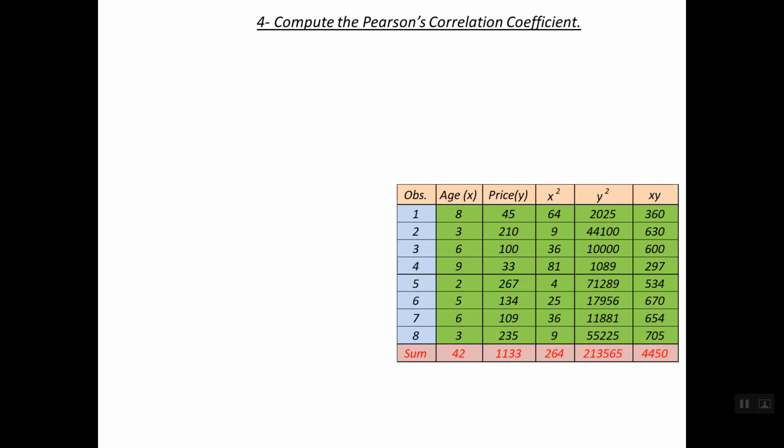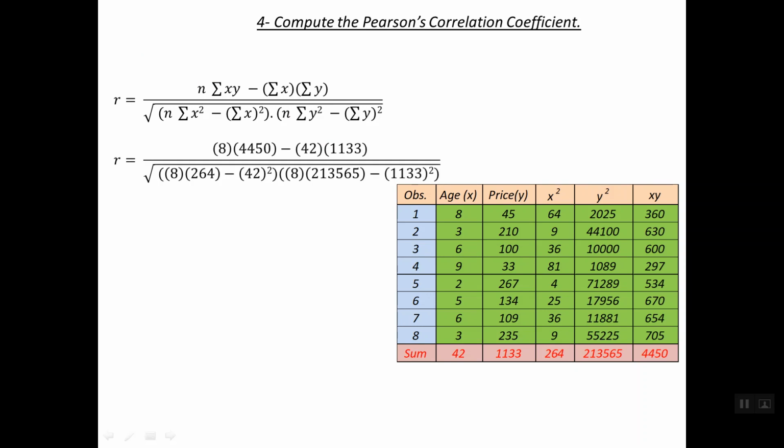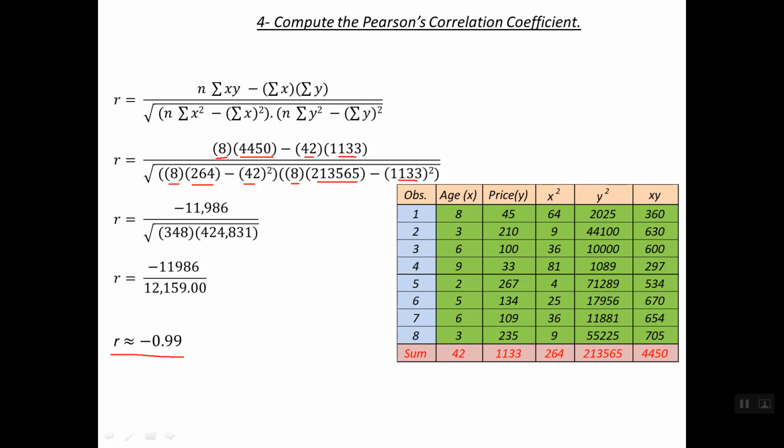Compute the Pearson's correlation coefficient. We know the formula to compute the Pearson correlation coefficient. We can simply substitute. This is n, sum of xy, this is sum x, this is sum y, divided by the square root of: this is n, this is sum of x squared, this is sum of x all squared, multiplied by this is n, this is sum of y squared, and this is the sum of y all squared.